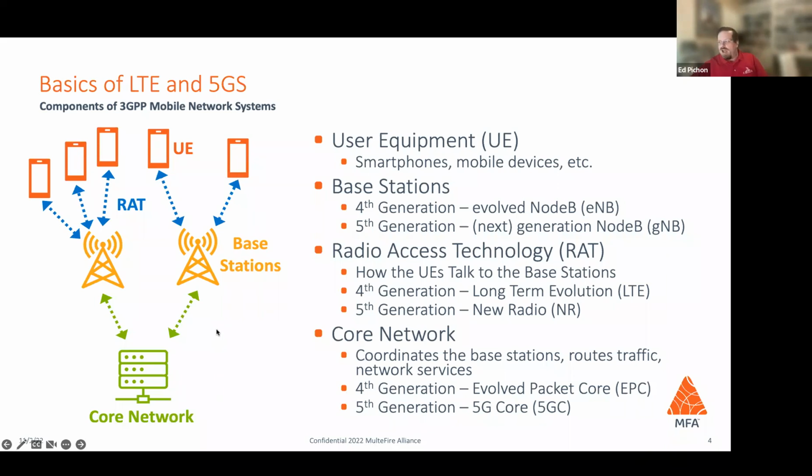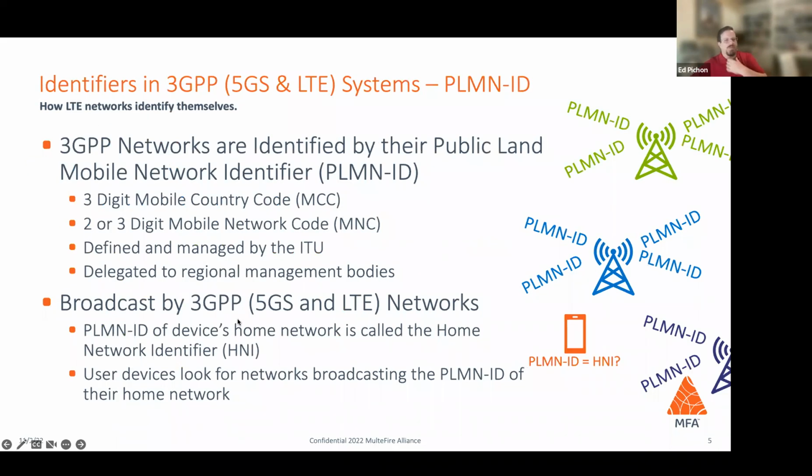But this is just at a high level to make sure we're all in the same place. Now, when you're talking about these networks, one of the most important things from the perspective of a user device, user equipment, is to try and figure out which network is the network they are a subscriber to, which base stations, which towers should the phone try and connect to.